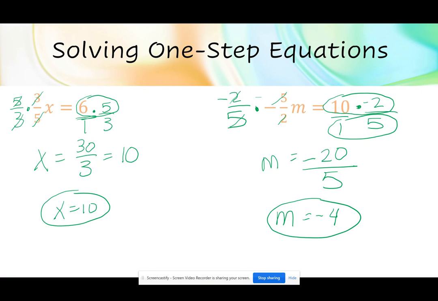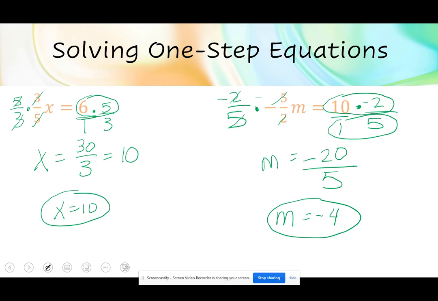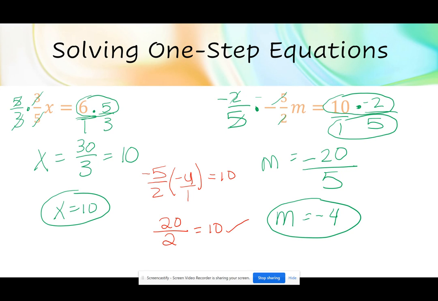And again, we can still check our work by plugging back in. So I'll check the work in the second one. Negative 5 over 2 times negative 4 equals 10. Again, you would put this over 1, multiply straight across the top. Negative 5 times negative 4 is 20. Straight across the bottom, 2 times 1 is 2. 20 divided by 2 does equal 10.